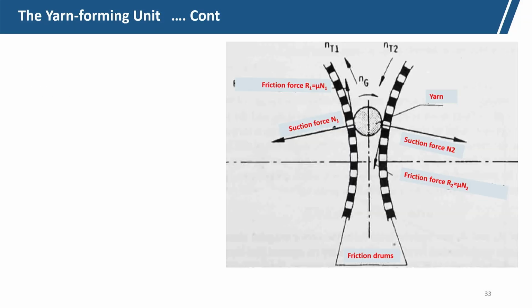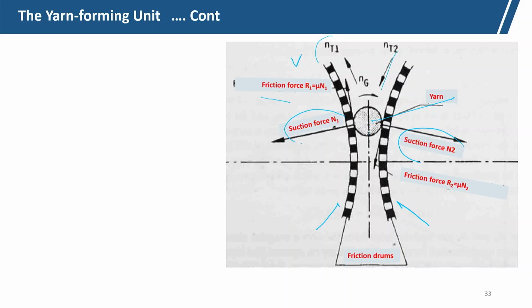Now, we can see this diagram here, this is the yarn formation. These are two friction drums, and due to the suction force the friction is generated. This is the suction force for drum 1, which rotates with the speed NT1, and here it is NT2. The fibers are coming here, and now the frictional force.